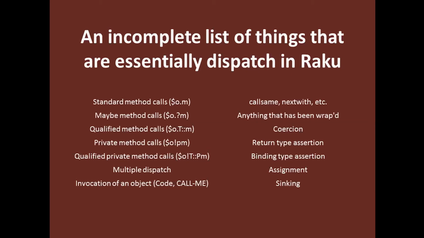We have multiple dispatch, which is incredibly involved. We have the call same and next with, which means go to the next candidate of the dispatch, which is actually very context sensitive because it depends what sort of dispatch we're doing. We have wraps, which we wrap some code around something and then we have to move through those. Coercions have to decide what kind of coercion thing to call. We have return type and bind type assertions.